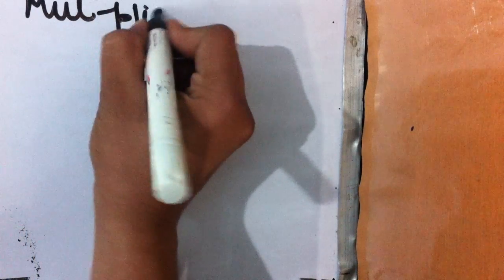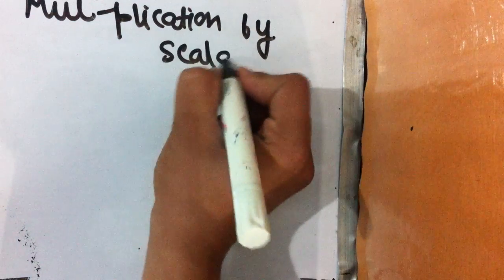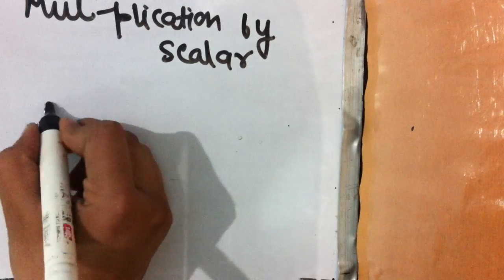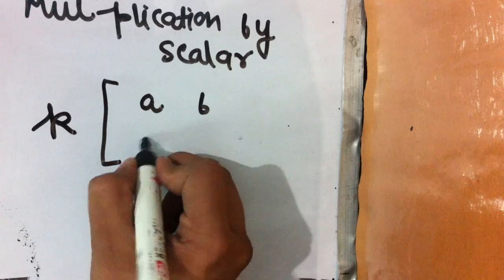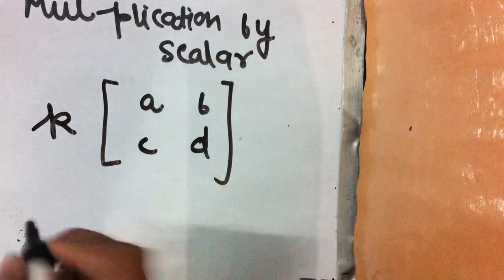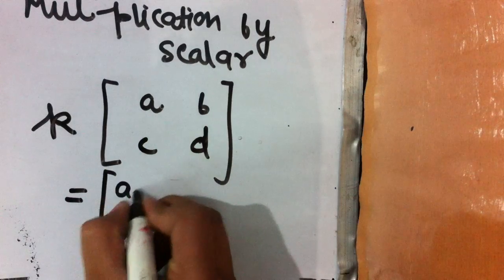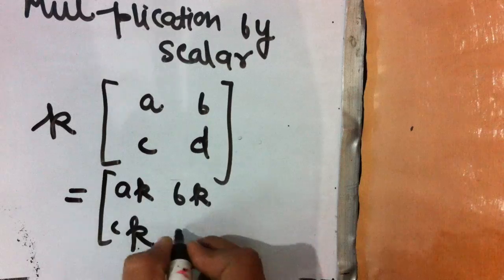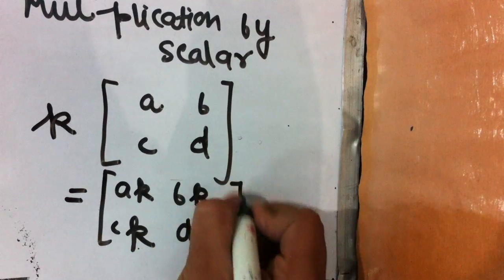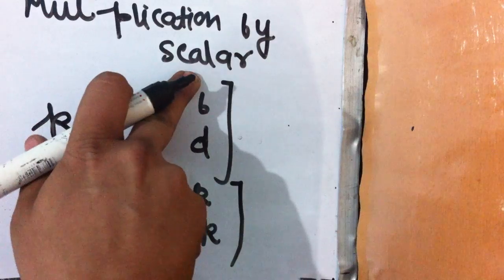Next is multiplication of any matrix by a scalar quantity. So any scalar constant k, if multiplied by a matrix A, B, C, D, then the resulting matrix would be that k multiplied with each element, forming AK, BK, CK and DK. So this is multiplication of a matrix by a scalar quantity.